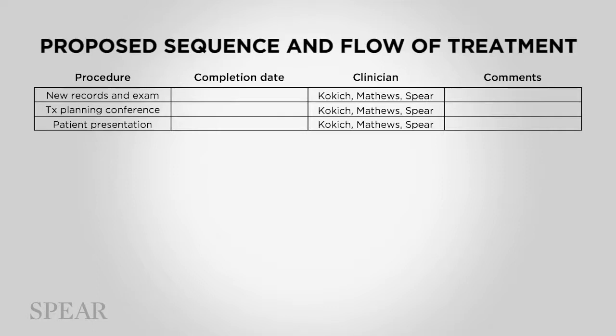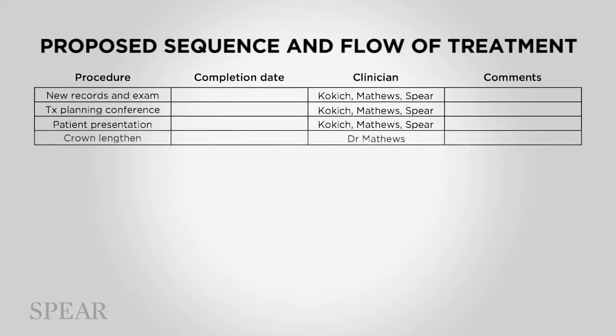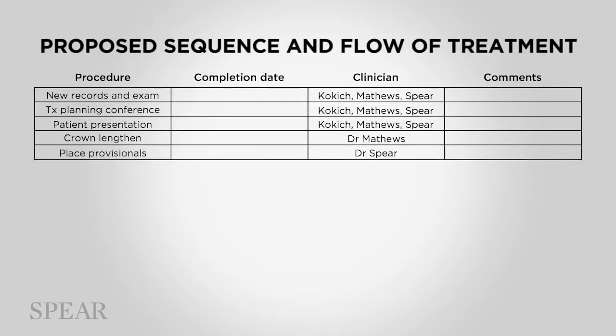In terms of sequencing treatment, I really need access to the teeth and to get past the decay. So if she says yes, the first thing in treatment is actually going to be crown lengthening. So it's going to expose the caries that's there, especially on the mandibular posteriors. I'll then go in and place provisionals.